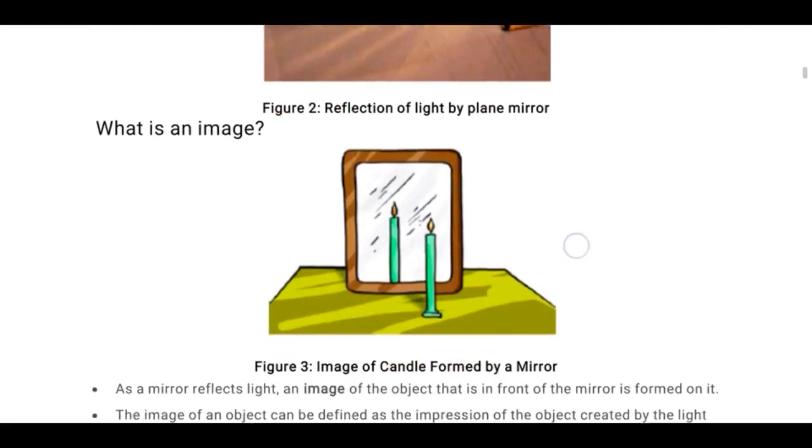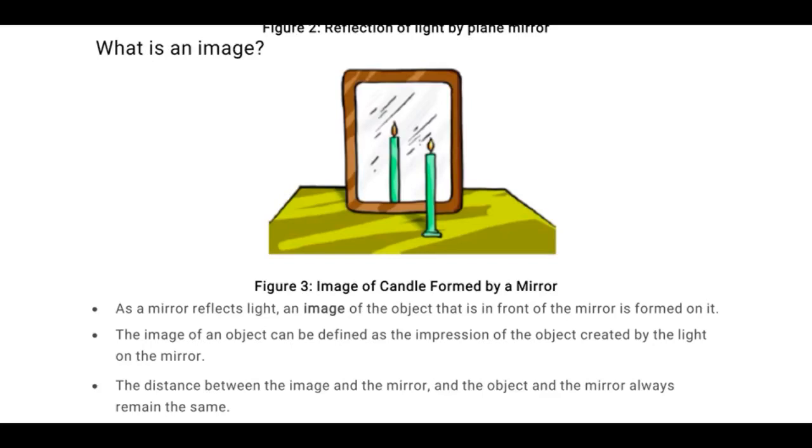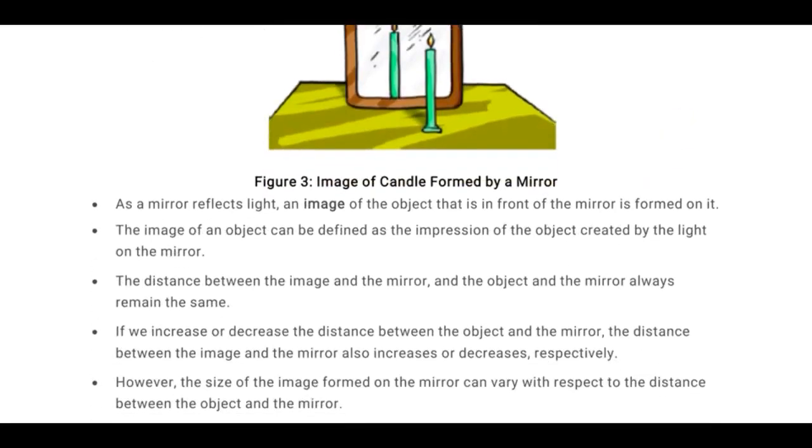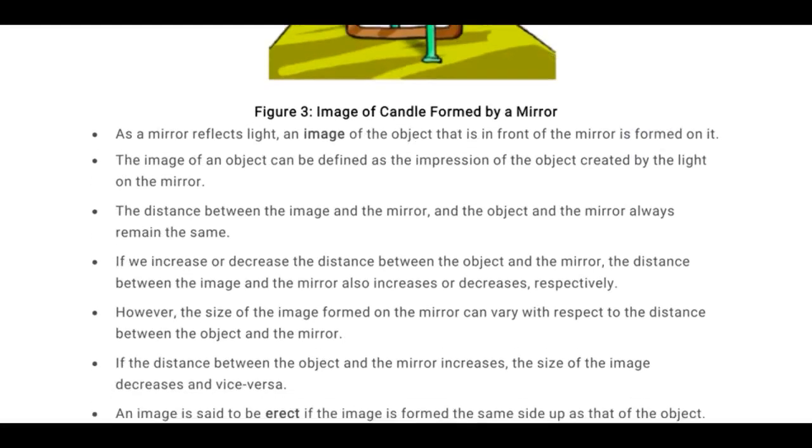So what did I explain about the image? As a mirror reflects light, an image of the object that is in front of the mirror is formed on it. The image of an object can be defined as the impression of the object created by the light on the mirror. Right. So that's the thing I explained earlier. The distance between the image and the mirror and the object and the mirror always remain the same. This is one of the characteristics of the plane mirror.